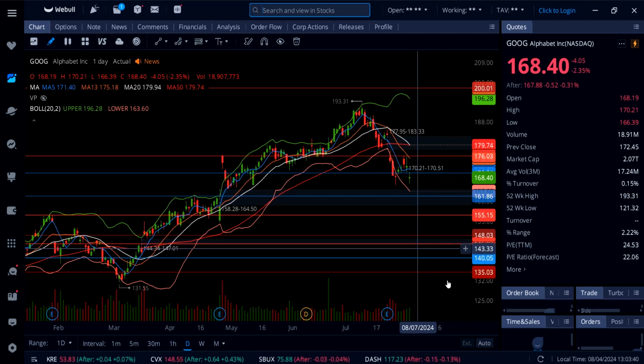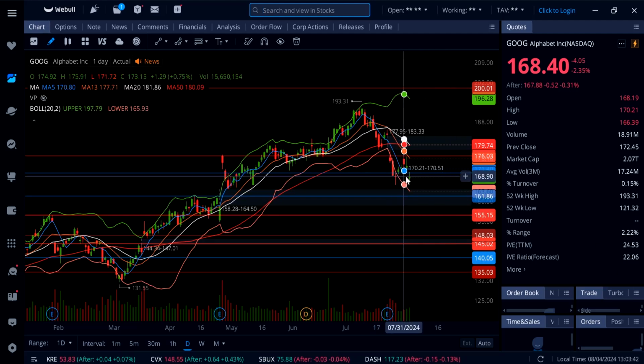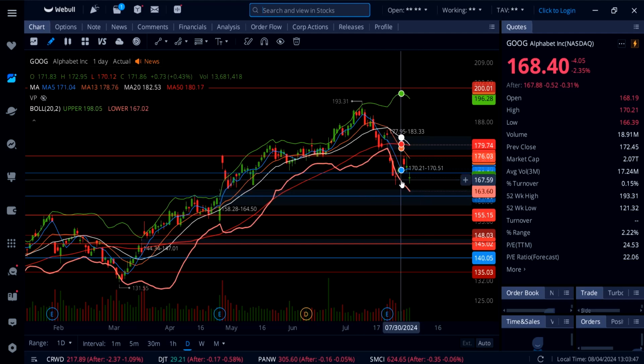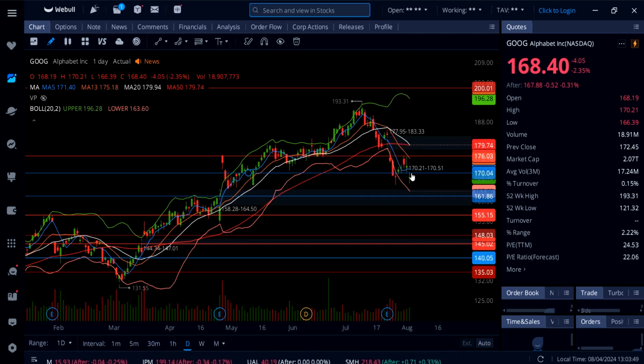To the upside, we gapped down here on Google stock on Friday, so there is a gap at 170. If this thing somehow gets up to 170, watch out. If this thing gets a rejection, definitely that could be a shorting opportunity right here on Google to play to the downside all the way down to this gap, 158.